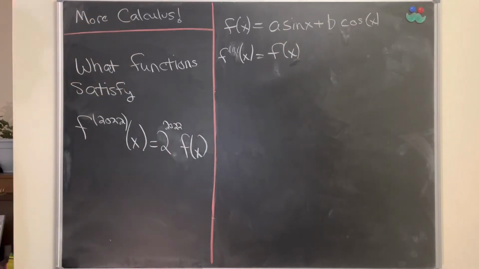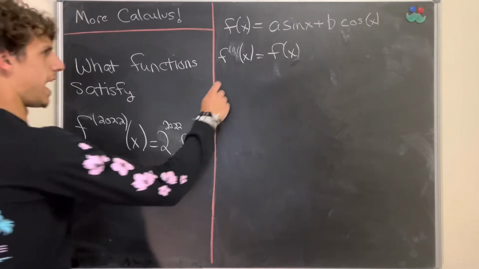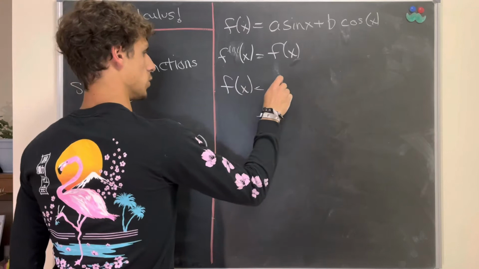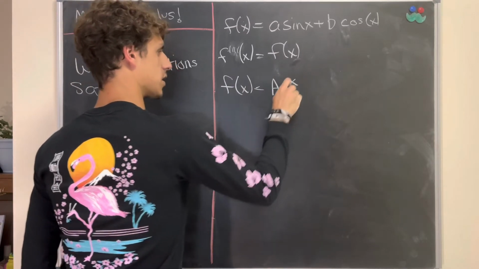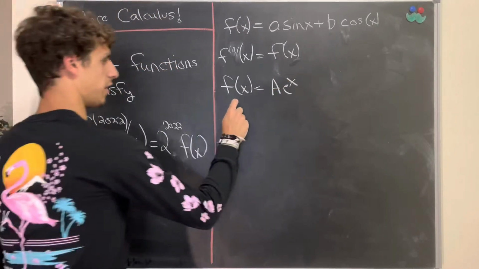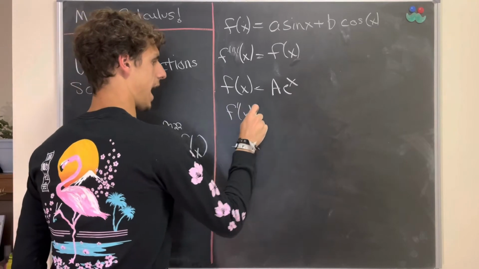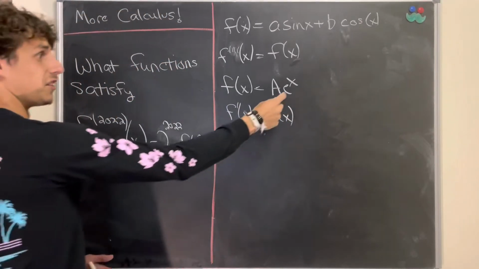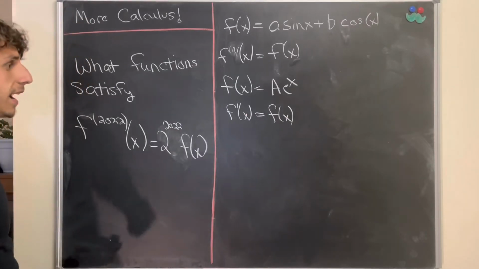So that's one looping function that we have, but we also have the functions that loop only once. So f of x equals a times e to the x. When you take the derivative of this thing once, you get back f of x. That's because when you take the derivative of e to the x, you just get e to the x back.